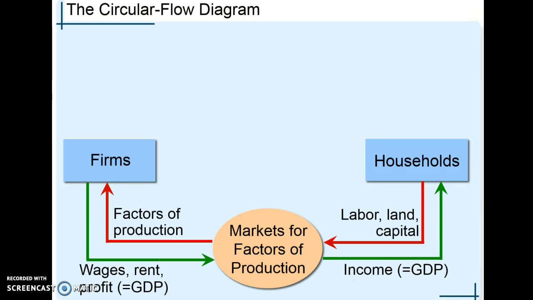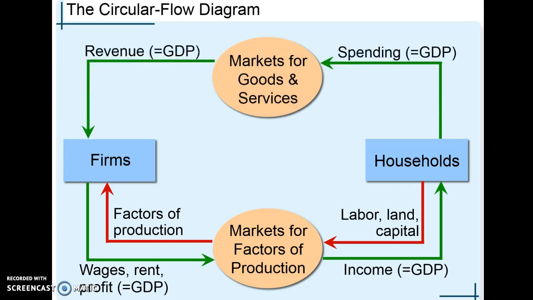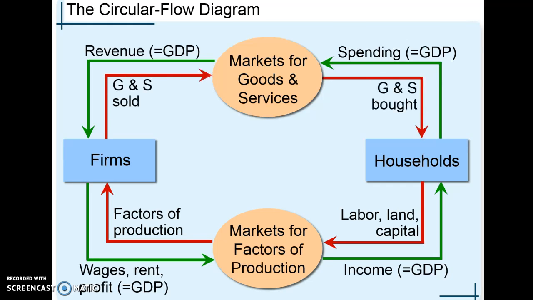One part of the market we call the factors of production. So here, the factors of production, wages, rent, and profit are part of GDP, as well as the income that households receive for those factors of production. Spending by households and revenue to firms is also part of GDP.